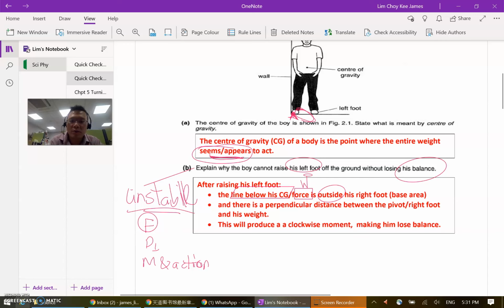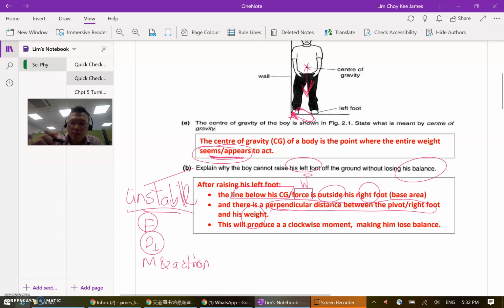Okay, so when I lift my left foot, my weight will still be at the same place, right from the CG pointing downwards. It will be outside the base area of the foot, outside the pivot, or on the right side of the pivot. And there is a perpendicular distance between the pivot and the weight. Okay, so this will be the second point: the perpendicular distance between the pivot and the weight, the force itself.